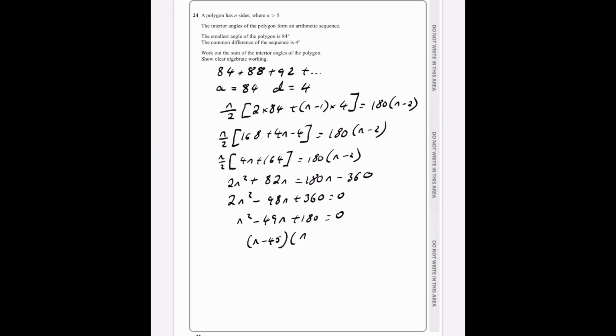Quadratic reduces down to n squared minus 49n plus 180 equals 0. Factorizes to n minus 45 and n minus 4. N cannot equal 4 because it tells us in the question that n must be greater than 5. And so we'll take 45 and sum the interior angles of a 45-sided shape, 180 lots of 43, which comes out as 7,740, including that one angle of 180 degrees.